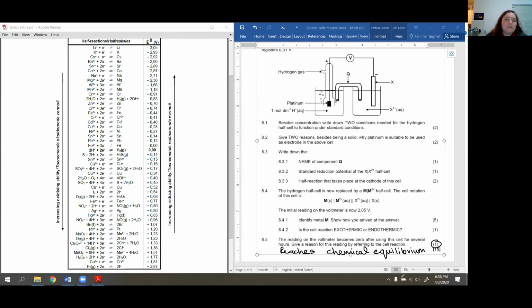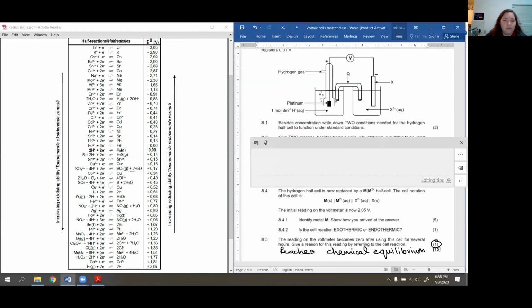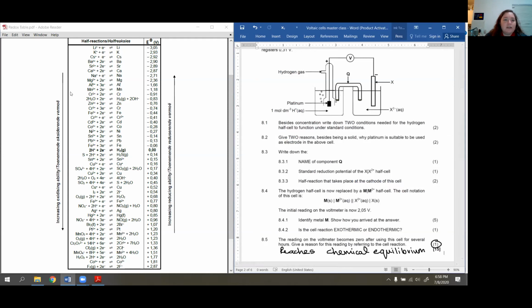You may also say that the rate of the forward reaction is equal to the rate of the reverse reaction, but we all know that that's the same thing as saying it reaches equilibrium. So it's probably smarter for us to just say it reaches chemical equilibrium. And then if you really feel the need to say that the rate of the forward reaction equals the rate of the reverse reaction, you can do that as well.